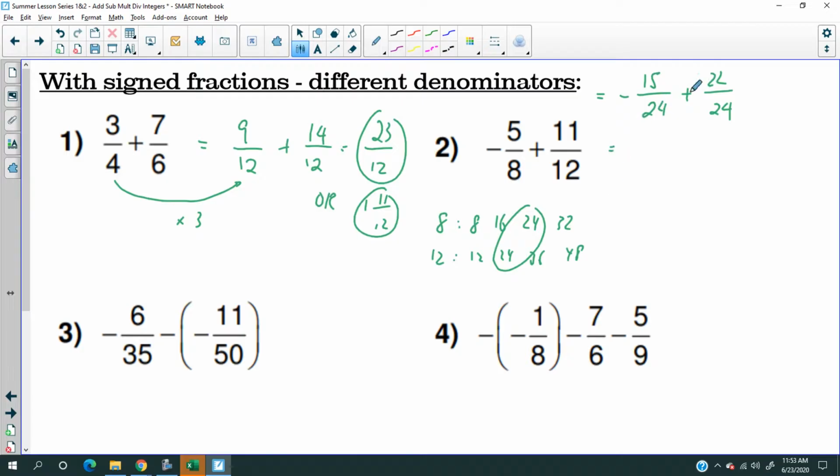Now what's the operation here? Adding. Same signs or different signs? Different signs. What do you do when you're adding with different signs? Subtract them, and keep the sign of the larger number. And that's it. That's how you do it. It's not that tough.